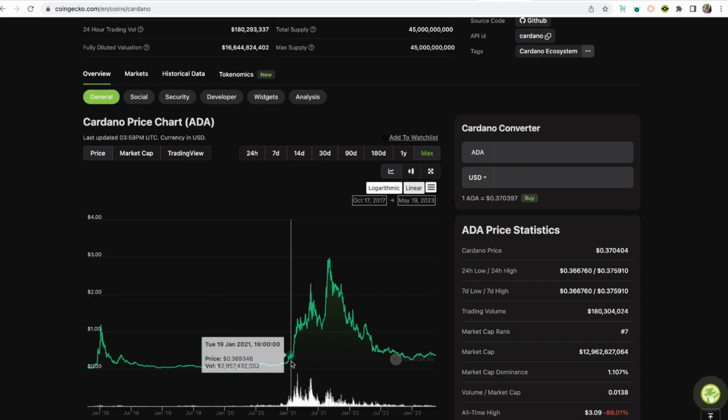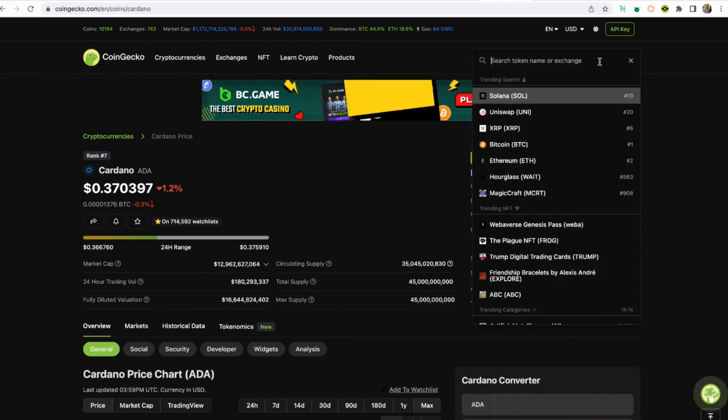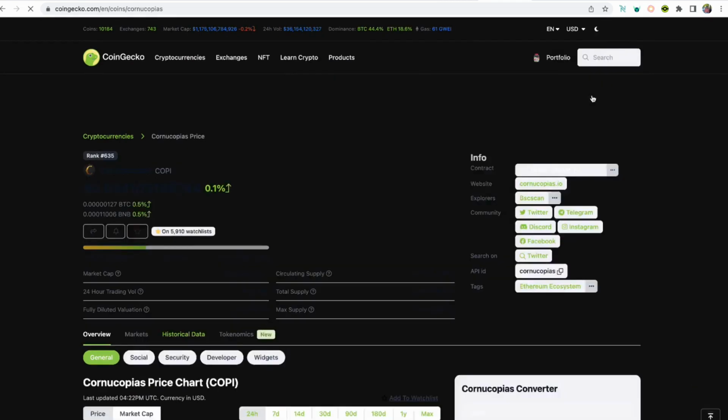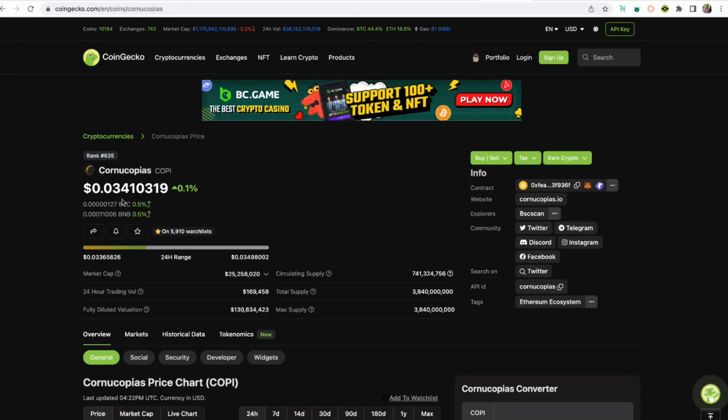And I do this with every single project I'm in. Okay? So let's look at World Mobile Token, or let's look at Cornucopias. Number 636 on the list rank. Oh, look at this. It's at 3 cents. Let's look at its max supply. 3 billion, a lot less than Cardano. Total supply and its emissions rate. This is a project in its beginning. Maybe there's an opportunity for this to grow towards $1.